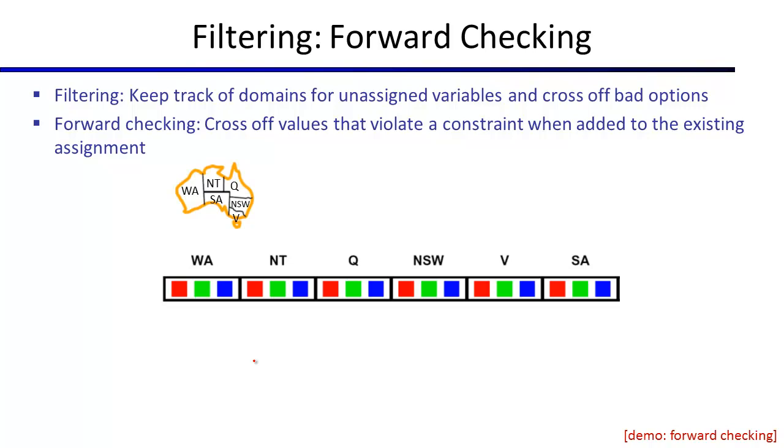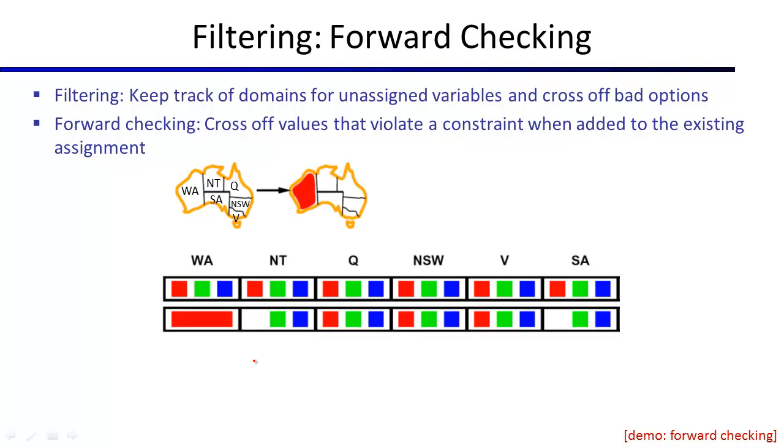Forward checking does this in a very particular way. You cross off values that violate a constraint when adding to the existing assignment. So let's look at forward checking in action here for the map coloring problem. Let's say we first color WA in red, right? That's one step down in our search tree.